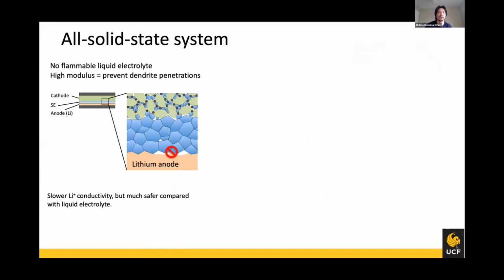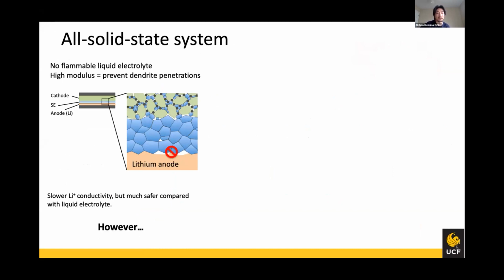But we are now trying to consider all solid-state systems, which eliminate the flammable liquid electrolyte, and they also have very high modulus that can prevent dendritic penetration, and that is believed to be very safe, and you can also achieve very high current and high energy densities.